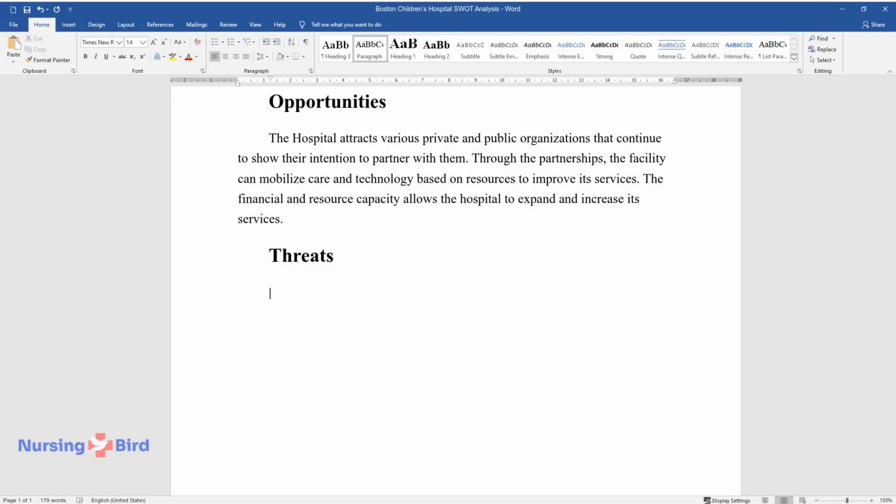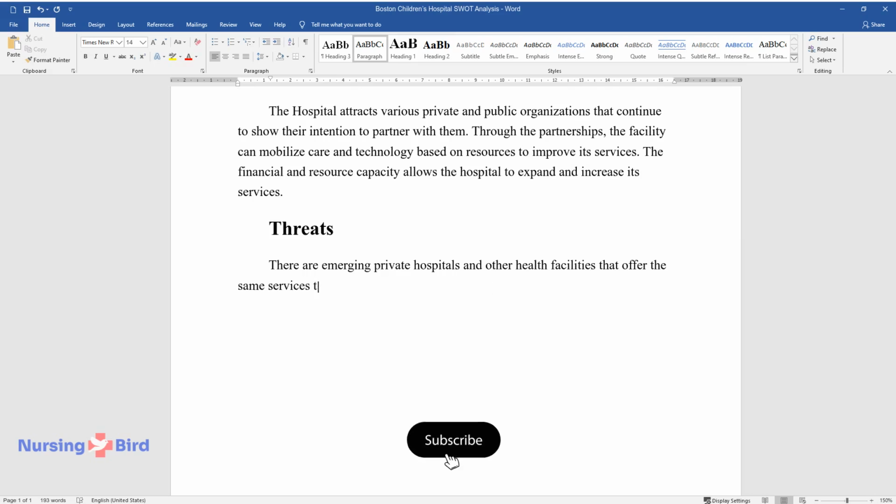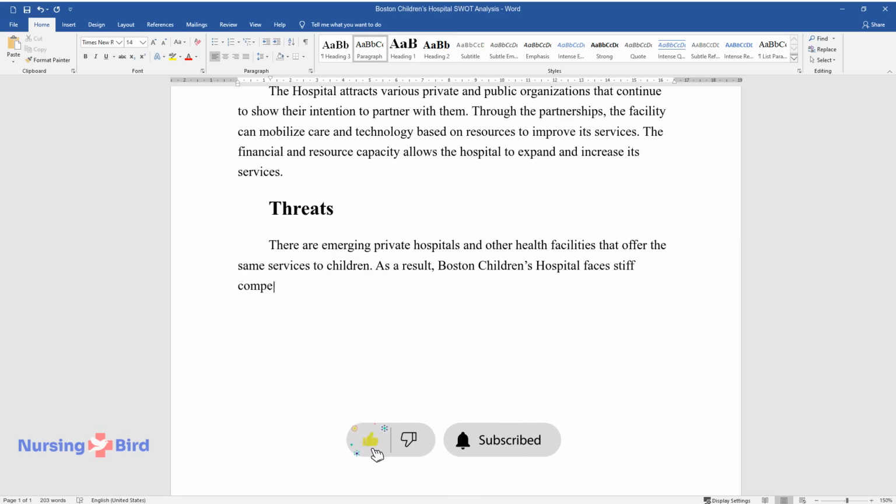Threats. There are emerging private hospitals and other health facilities that offer the same services to children. As a result, Boston Children's Hospital faces stiff competition that might reduce its revenues in the future.